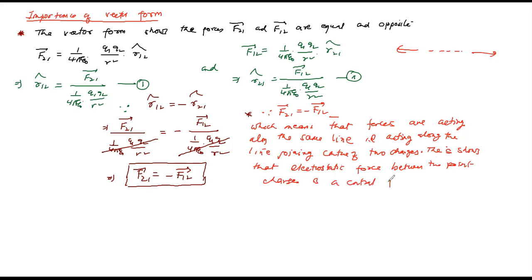So as you can see, this vector form not only gives the magnitude and direction, but also gives this important information. Number one, the forces are equal and opposite, which means they also follow Newton's third law of motion. And the second one is, according to this, we can say the electrostatic force that exists between 2 point charges is a central force, because central force is a force which acts along the line joining the center of two bodies. So this is what we call the importance of vector forms.